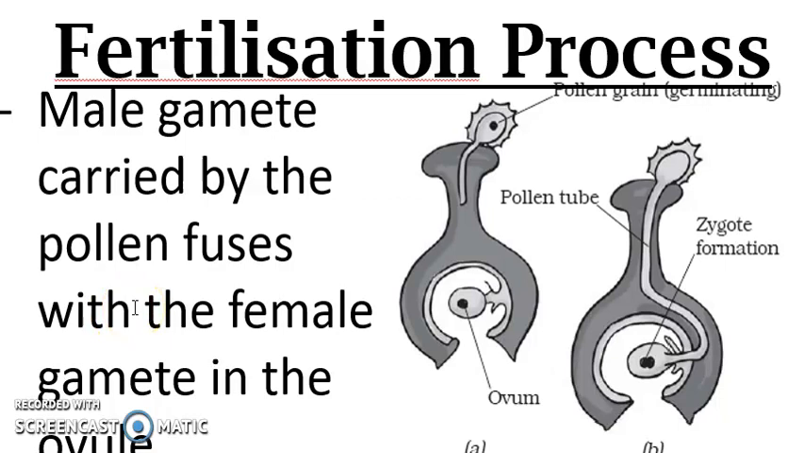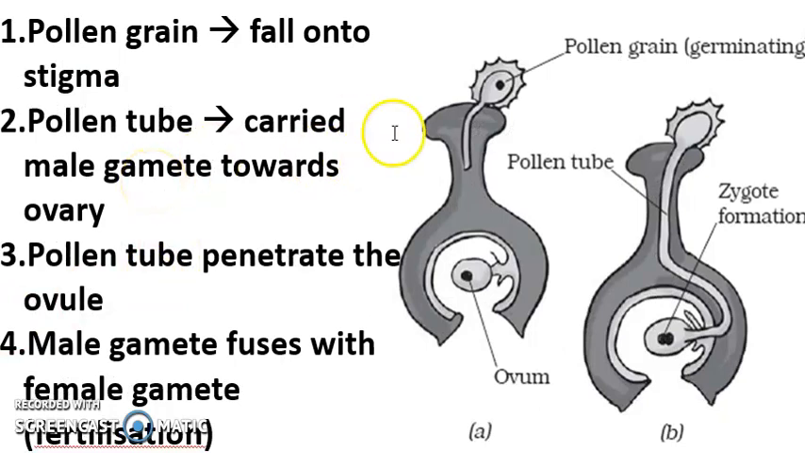Okay, next one is the fertilization process. Okay, proses persenyawaan. So definition: male gamete carried by the pollen fuses with the female gamete in the ovule. Okay, so the steps are: number one, pollen grain falls onto the stigma. Biji benih jatuh pada stigma, and the pollen tube carries the male gamete towards the ovary. Yang ni dia akan memanjang pergi ke bawah towards the ovary. So pollen tube, biji benih itu tadi, dia akan penetrate the ovule. Dia akan bergabung dengan ovule. So male gamete fuses with the female gamete, dia akan bergabung. Gamete-gamete ni akan bergabung. Dan berlakulah persenyawaan.